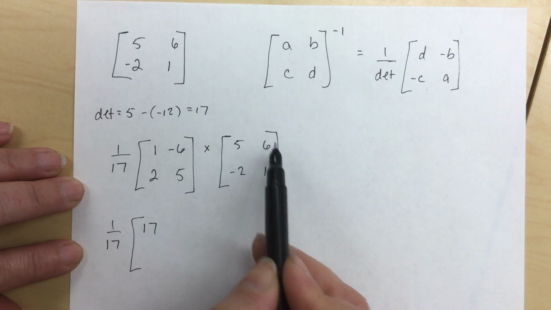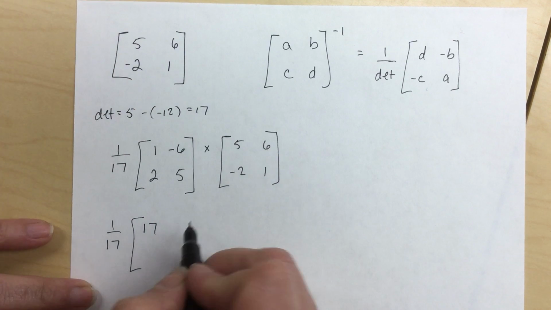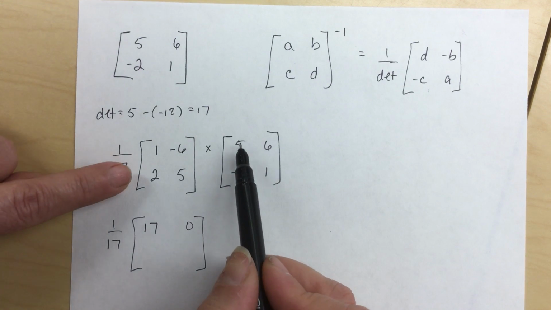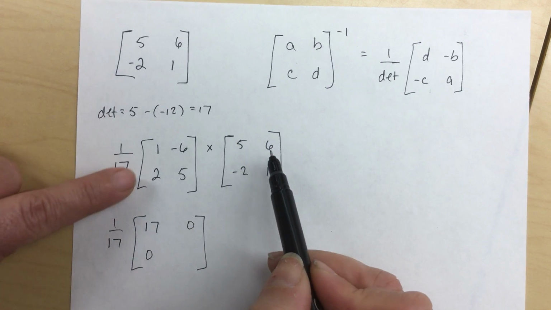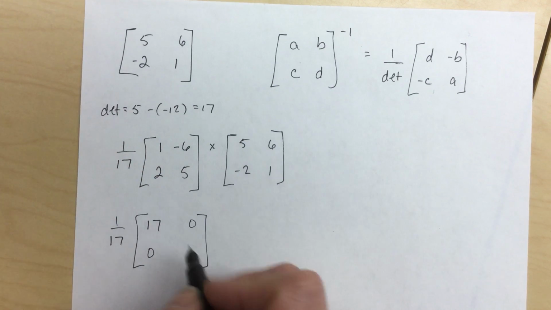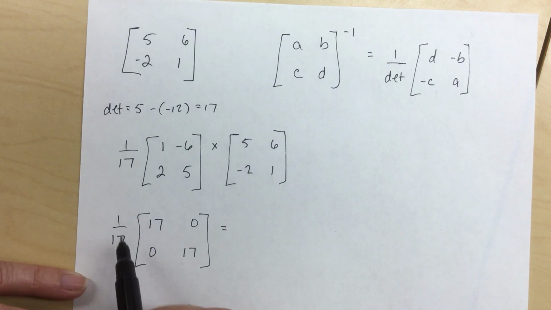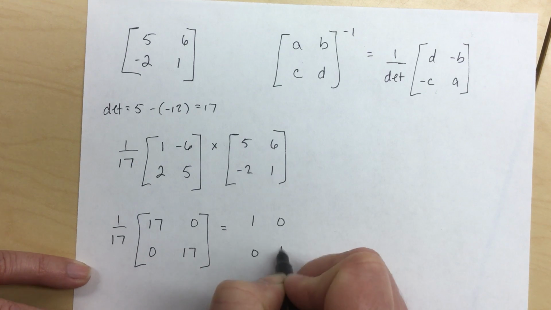Then I'm going to take this row and this column. So that's a +6 plus a -6. That's 0. Then this row and this column. 10 plus a -10 is 0. And 12 plus 5 is 17. Now I'm going to multiply this fraction through this matrix, and I get 1, 0, 0, 1.